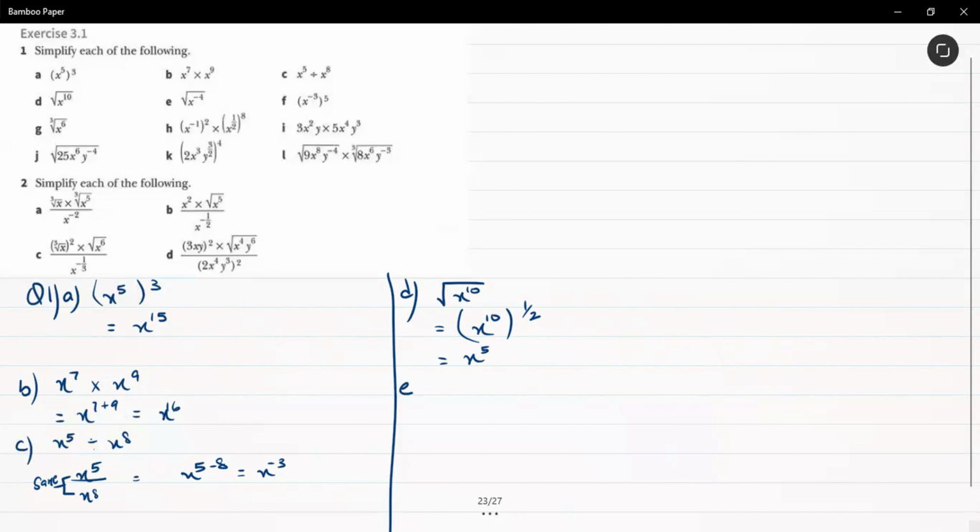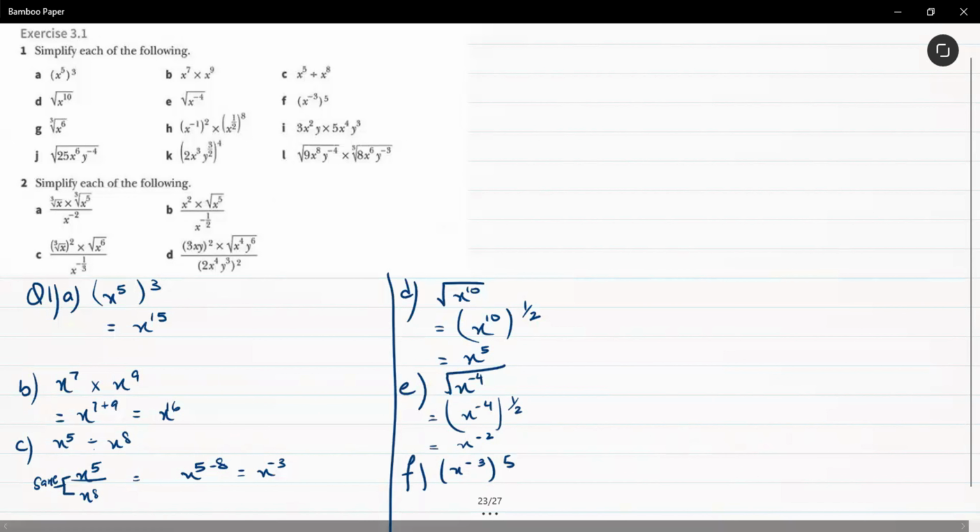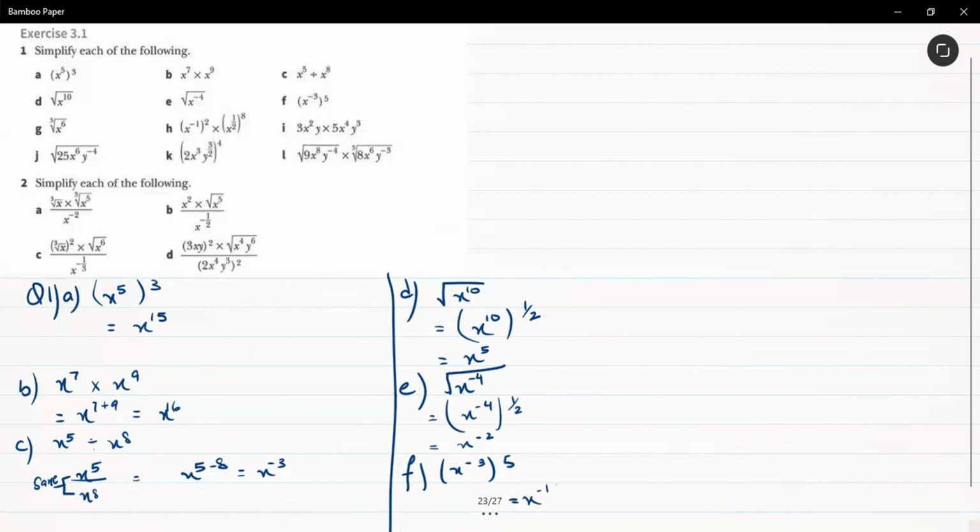For part E, we have x to the power negative 4 in an under root. So again, x to the power negative 4 multiplied by 1 over 2, which will give us x to the power negative 2. For part F, we have x to the power negative 3 raised to 5.